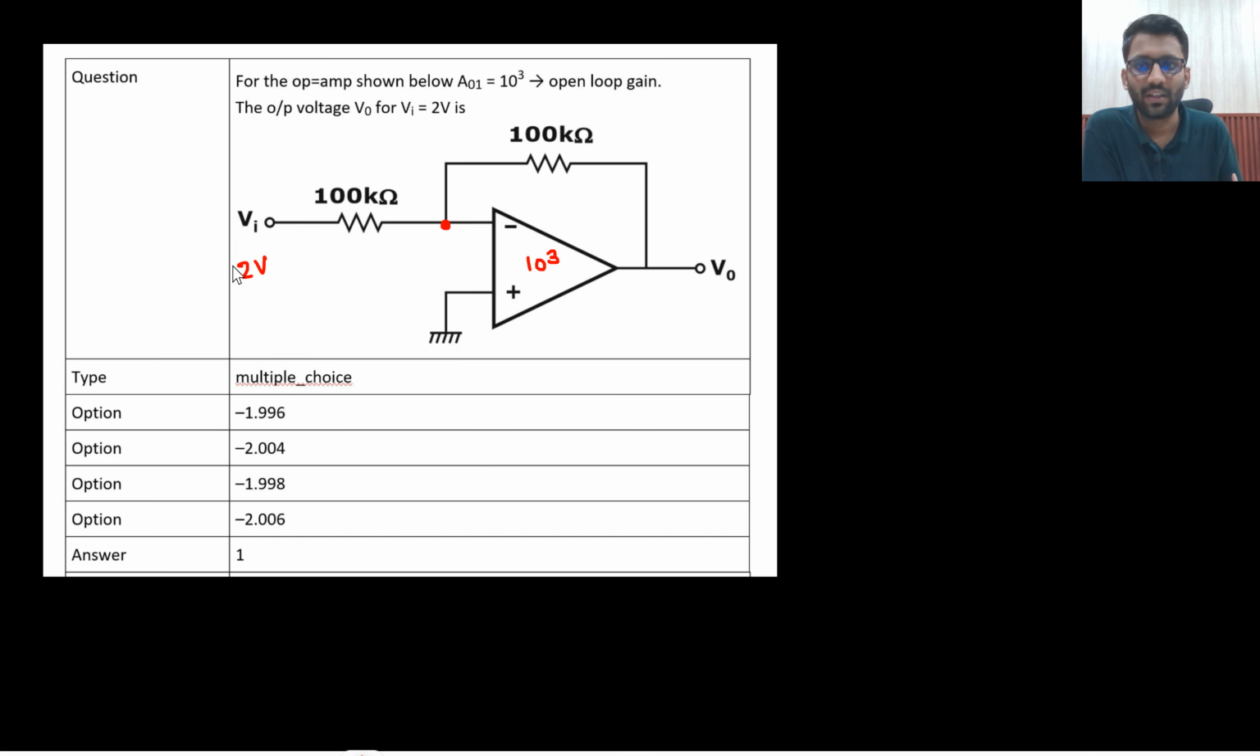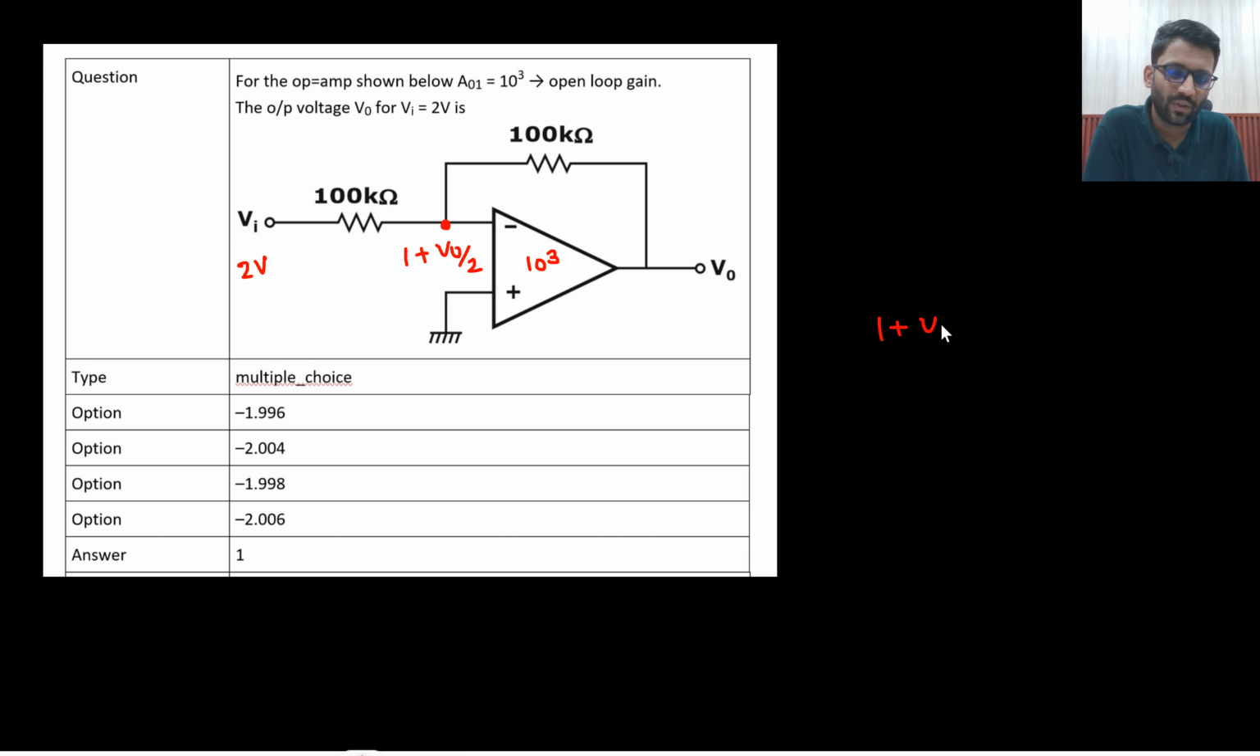I hope you know this thing. So (2 into 100) plus (V naught into 100), divided by 200. So what will you get? (2 plus V naught) divided by 2, right? So 1 plus V naught by 2 you are getting.